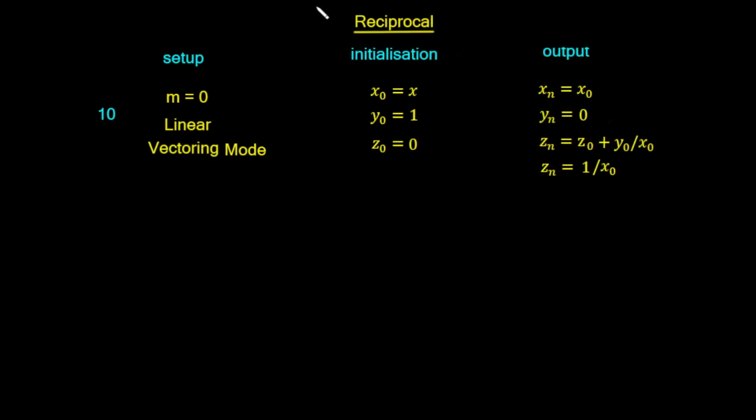We can work out the reciprocal by using the linear and vectoring mode. In this case, we set y0 equal to 1, x0 to the value x, and z0 will be 0, and this is going to give us the output zn equal to 1 upon x0. So we're going to get the reciprocal of the value x0.